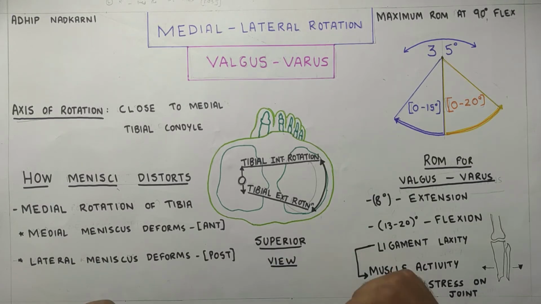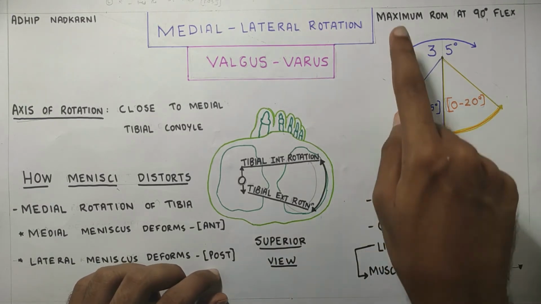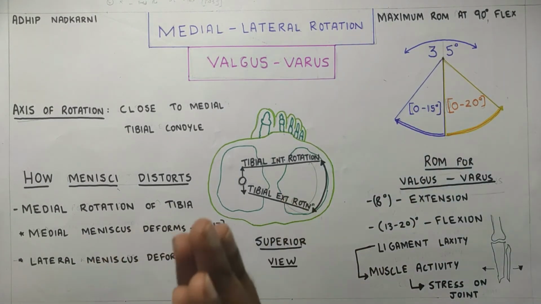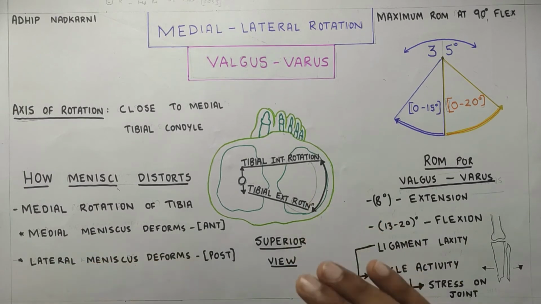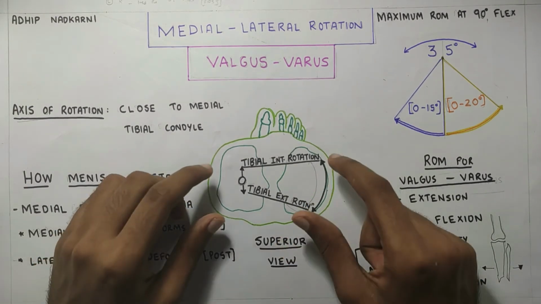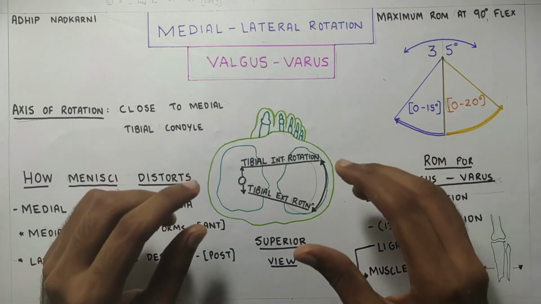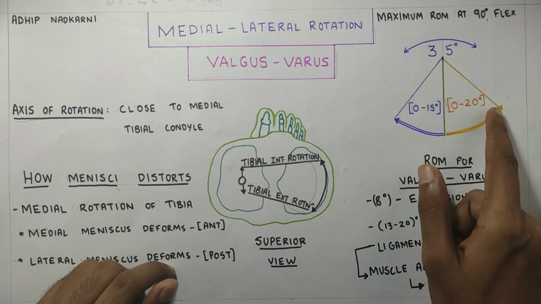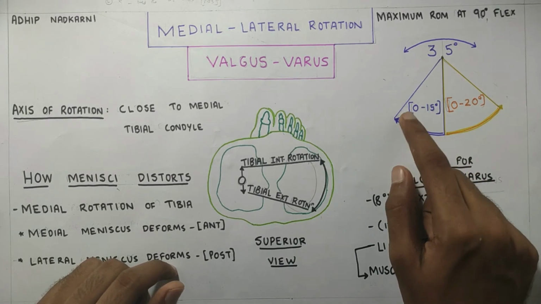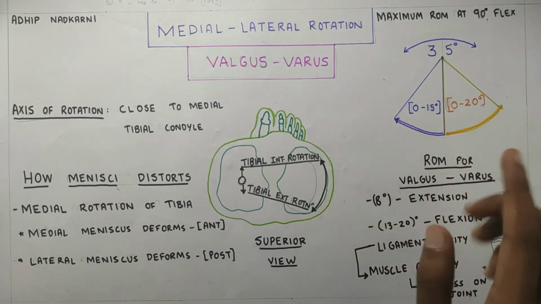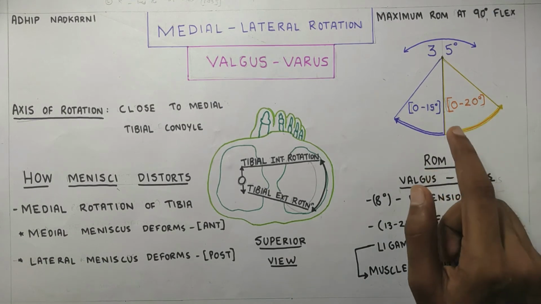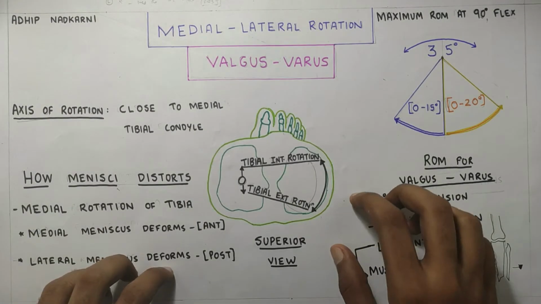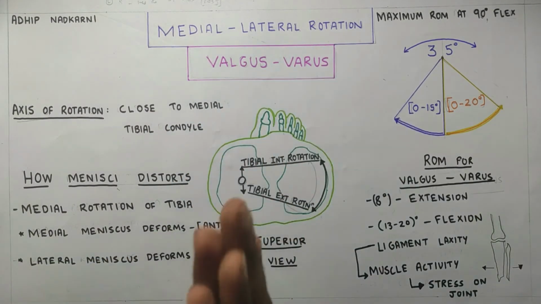Now that we have understood how the meniscus deforms, let us talk about the range of motion of medial and lateral rotation at the knee joint. The maximum range of motion is at 90 degrees of flexion because the capsule and other ligament structures are comparatively lax. So the tibia has a range of motion of 35 degrees of rotation, out of which 20 degrees is on the lateral side and 15 degrees is on the medial side. Tibia can move from 0 to 20 degrees of lateral rotation, whereas 0 to 15 degrees on medial rotation.